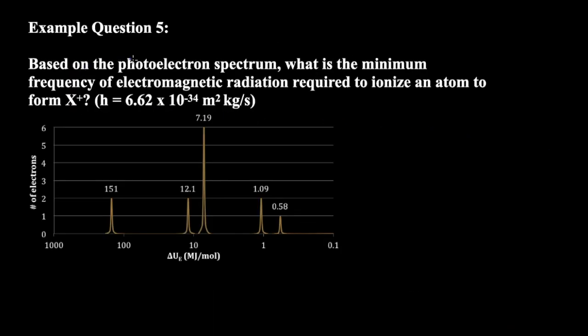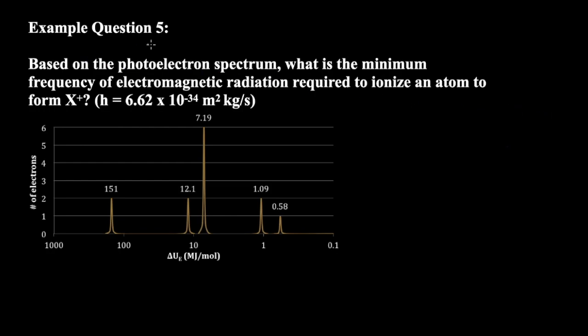Example question 5 says, based on the photoelectron spectrum, what is the minimum frequency of electromagnetic radiation required to ionize an atom to form X with a positive charge? And here is the photoelectron spectrum. See if you can figure this problem out.